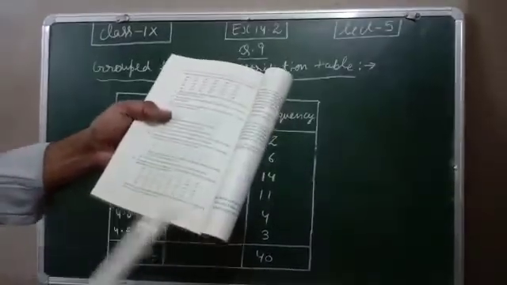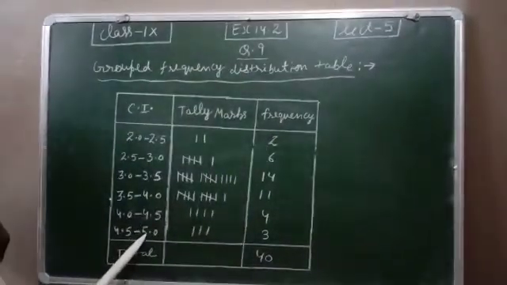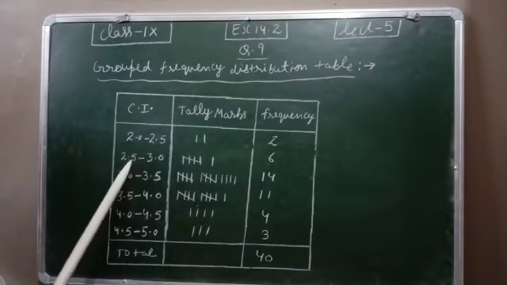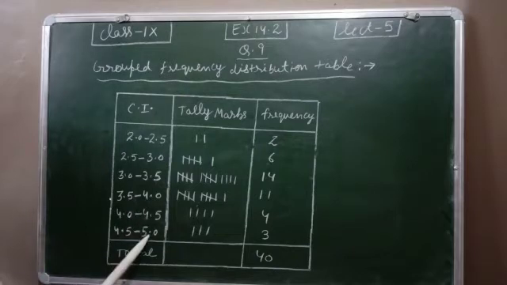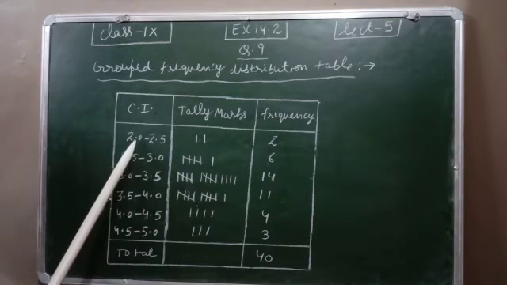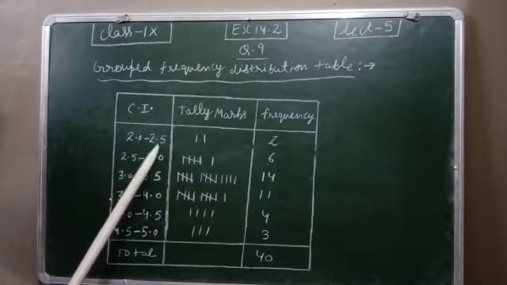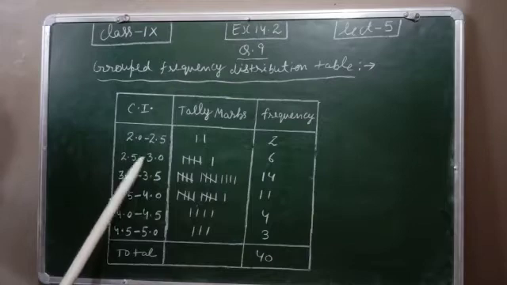If we see here, the highest value is less than 5, so the table will go up to 5. Means 2 to 2.5, 2.5 to 3, then 3 to 3.5, 3.5 to 4, 4 to 4.5, 4.5 to 5. In the first interval we have values 2.0 to 2.4, because 2.5 will be in the next interval. That one starts with 2.5 and goes up to 2.9, and so on.